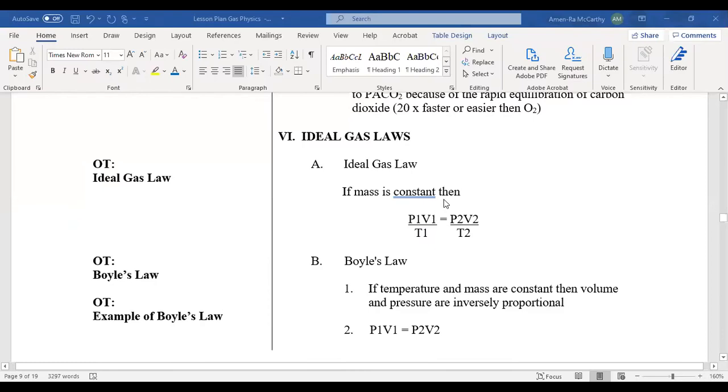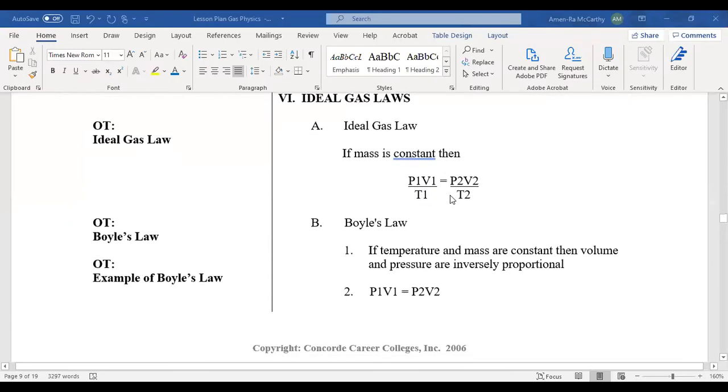All right, so here they are. Now, the ideal gas law just says if mass is constant, then pressure 1 times volume 1 divided by temperature 1 equals pressure 2 times volume 2 over temperature 2. Now, that is not really what we're worried about. I want you to be able to tell me about each one, okay? Boyle, Gay-Lussac, and Charles. I just gave you a couple of household examples that you may have seen, but didn't know really what was happening. But now you know what's happening.